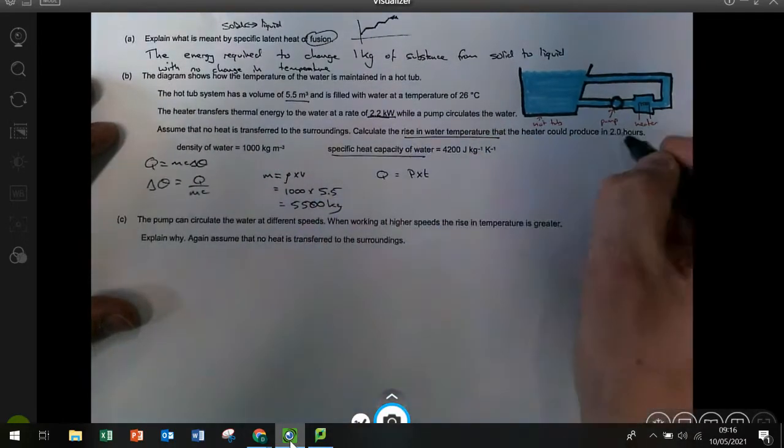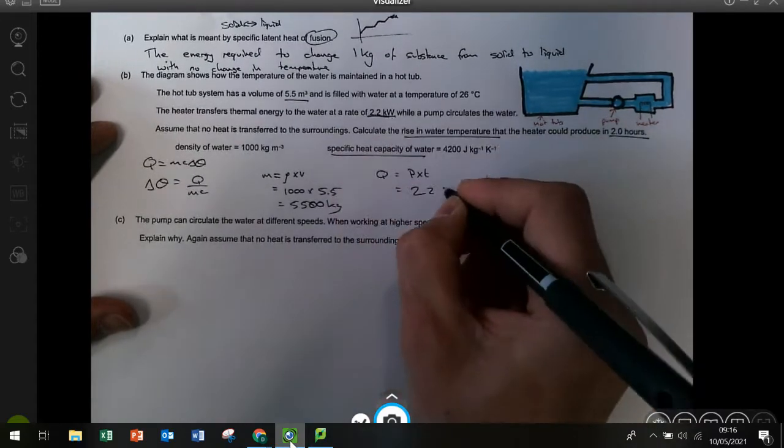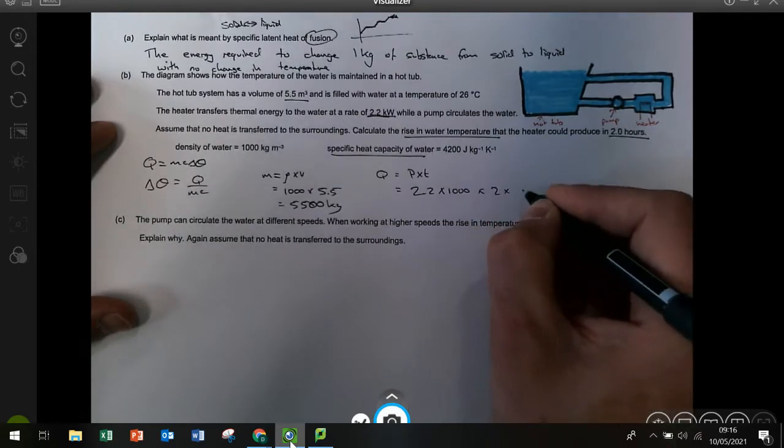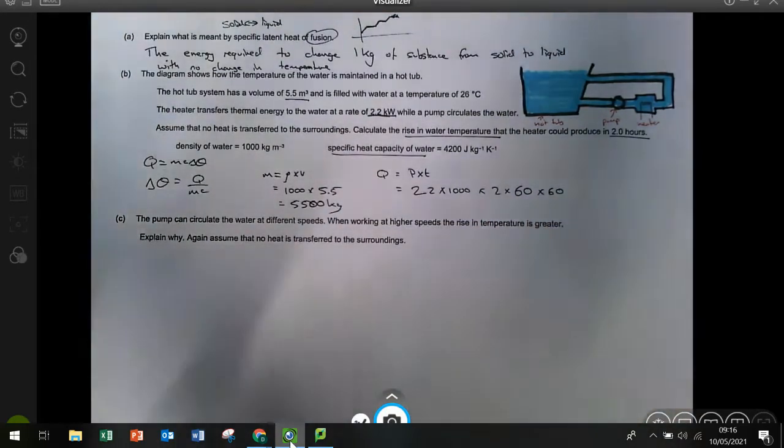And to work out the energy, well, that is power times time. We've been given the power here. We've been given the time here. So that's 2.2 kilowatts, so times 1,000, times 2 hours. But we want that in seconds, so 60 minutes times by 60 seconds.